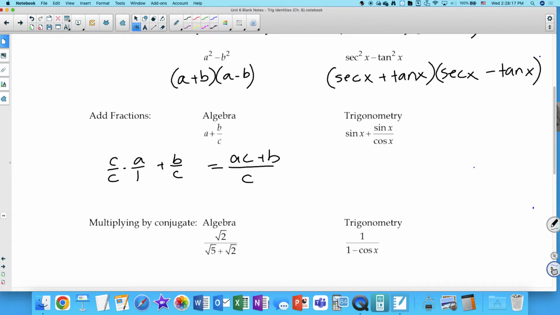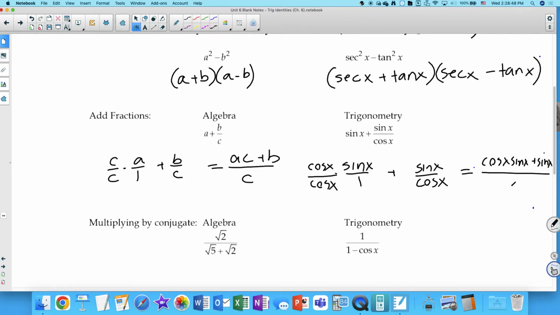Okay. This guy over here, sine x plus sine x over cos x. So this is like sine x over 1 plus sine x over cosine x. Right? So the common denominator here would be cosine x. So I'd have to take this guy, multiply it by cosine x over cosine x. And what we end up with is cosine x sine x plus sine x over cosine x. Okay, so you get a single expression.